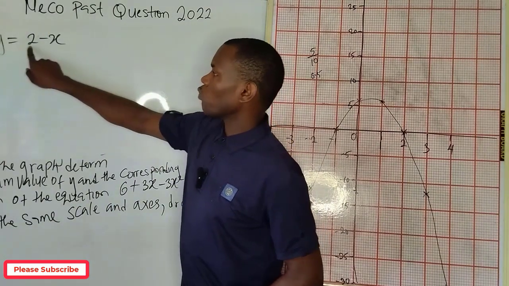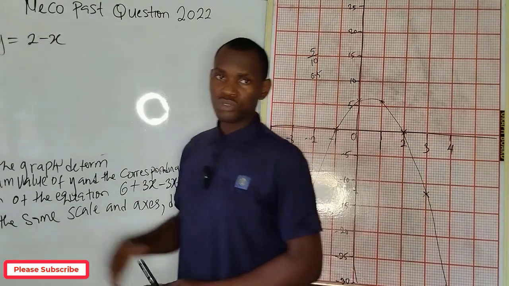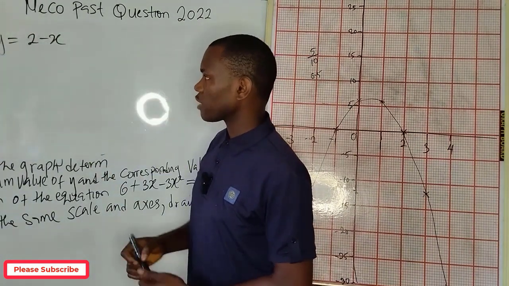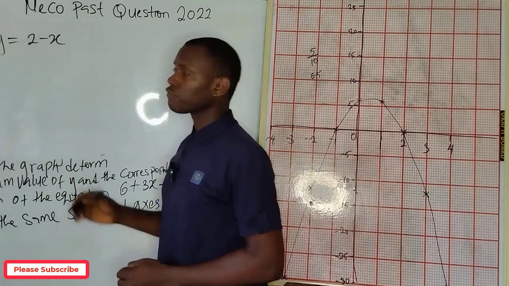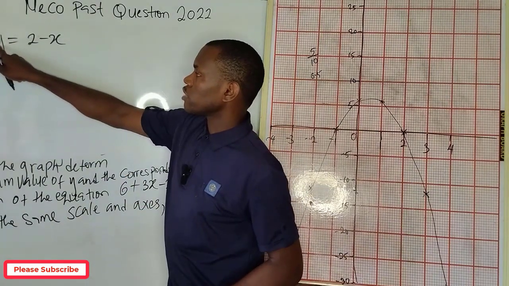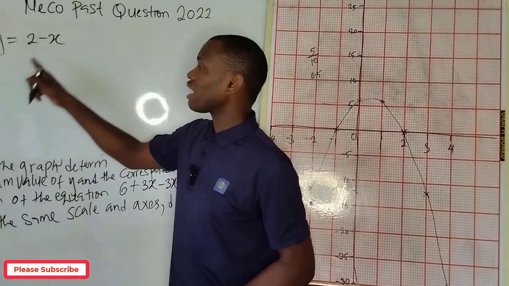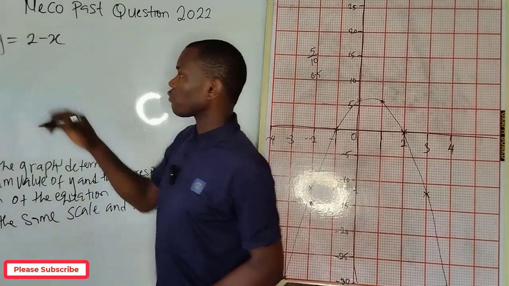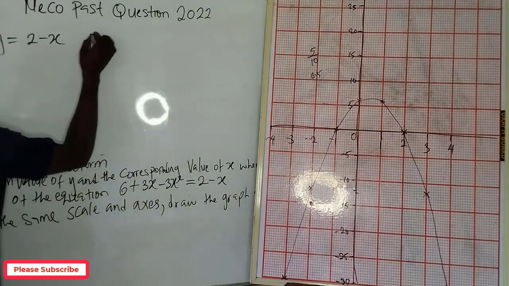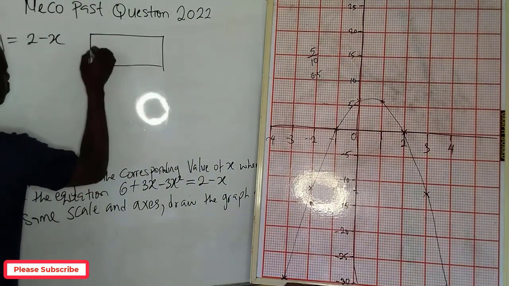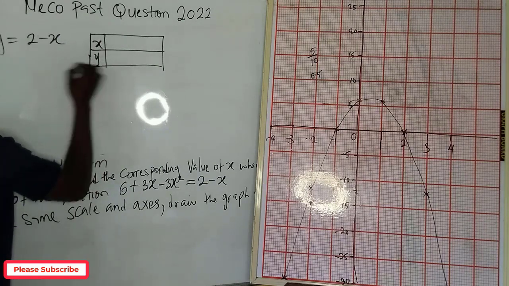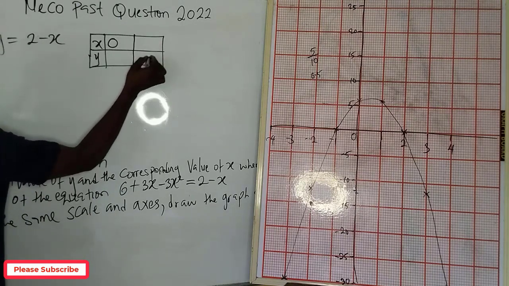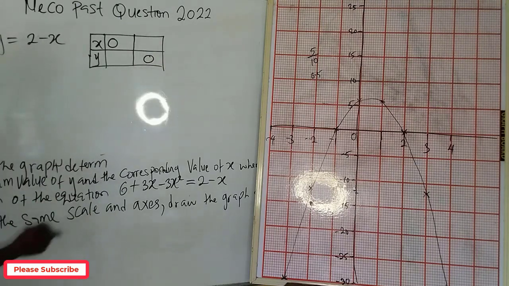So we are given y equal to 2 minus x, and we are asked to use the same scale and the same axis to plot this graph. So this is a straight line graph. And whenever you have a straight line graph and the y-intercept is 0, we'll have a value for x. If the x-intercept is 0, we have a value for y. So I'll produce a table in this manner. This is x and y. When x is 0, we'll have a value for y, and when y is 0, we'll have a value for x.